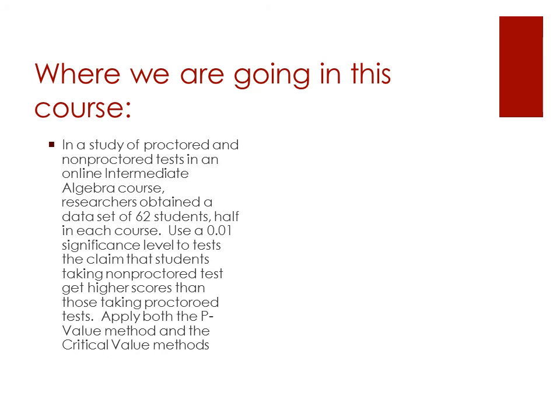So we have a study of proctored and non-proctored tests in an online intermediate algebra course. The researchers obtained data from 62 students. So they have half of them from each course. So I've got 31 students from the proctored and 31 students from the non-proctored. Using a 0.01 significance level, we're going to test the claim that students taking the non-proctored test get higher scores than those taking the proctored test. We're going to apply both the p-value method and the critical value method for making this assessment.